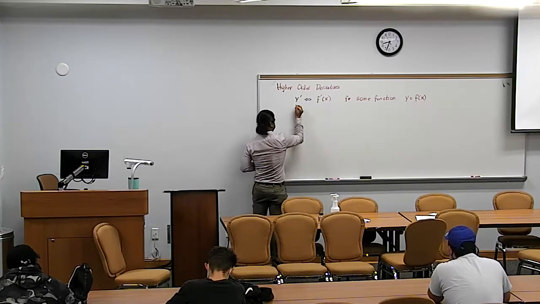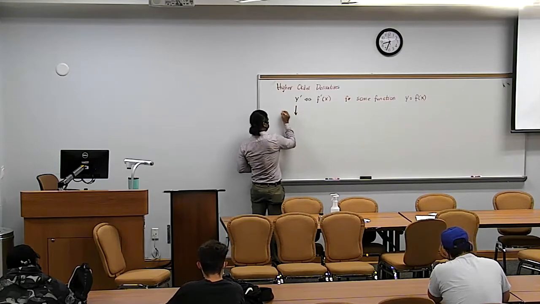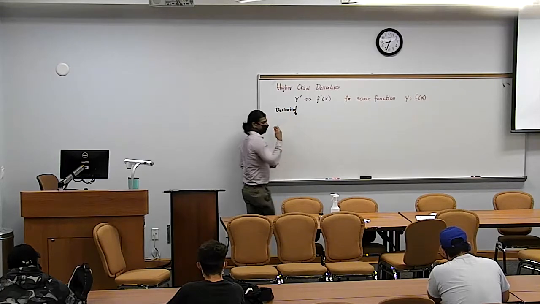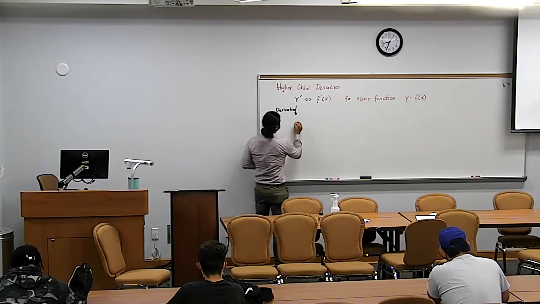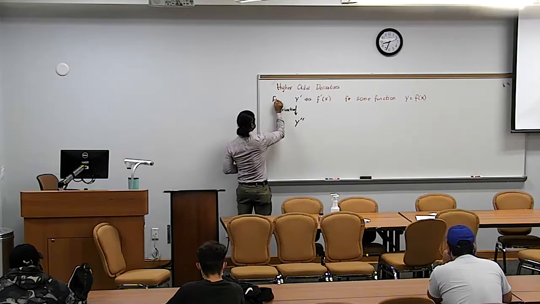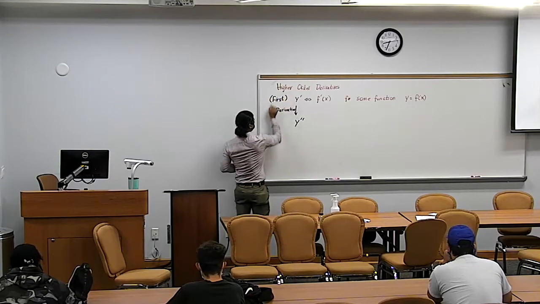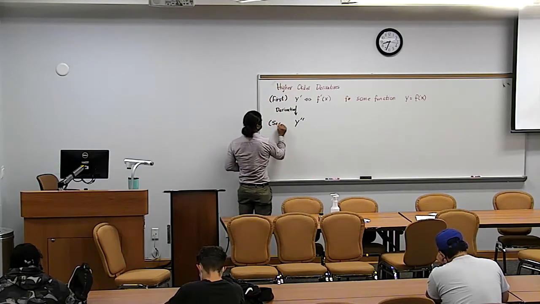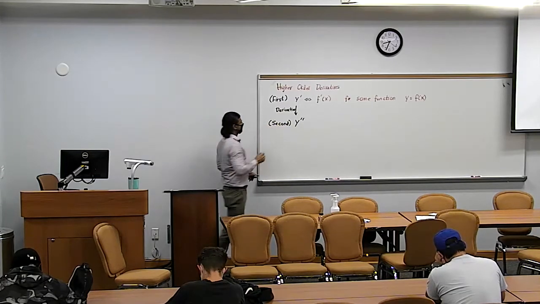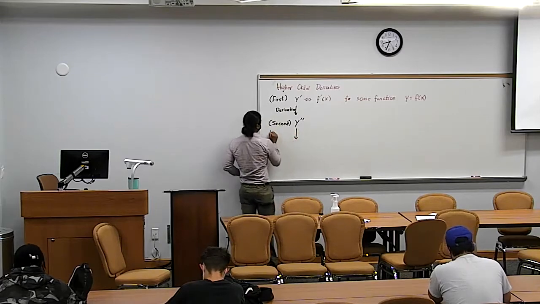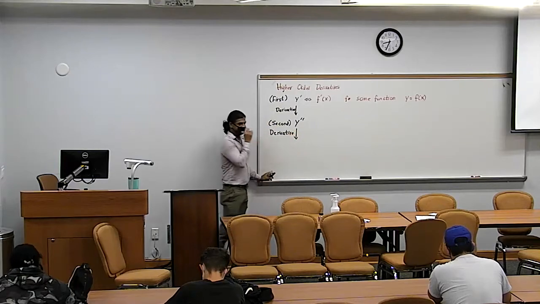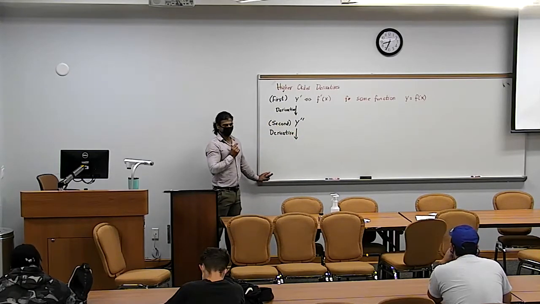If you have y prime and you took the derivative again, we get the second derivative, which we denote as y double prime. So that is the first derivative. This would be the second. And whatever answer you have, you take the derivative one more time. Any guesses as to what we would get next? Third.